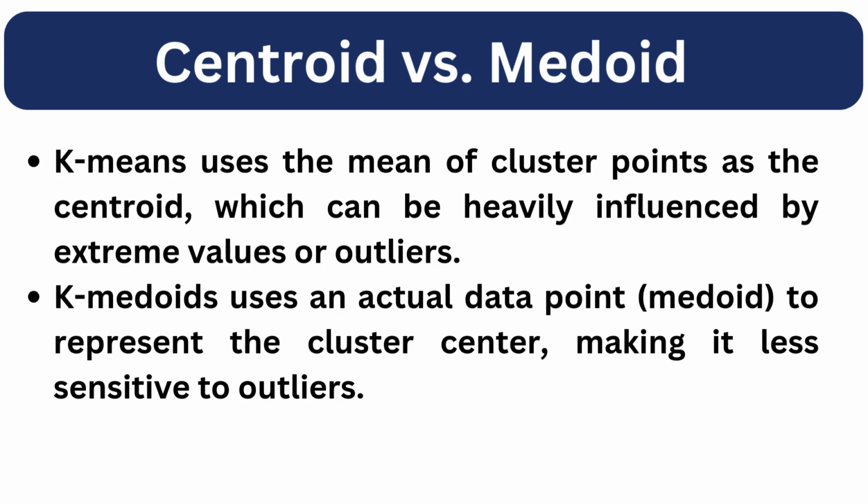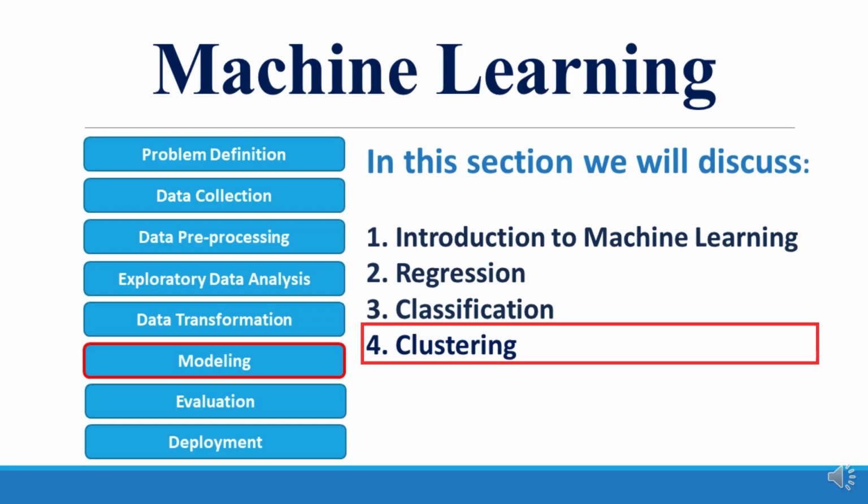So summing it up, we have discussed centroid and medoid representation in K-means and K-Medoid clustering. K-means uses the mean of cluster points as the centroid, which can be heavily influenced by extreme values or outliers, whereas K-Medoids use an actual data point called medoid to represent the cluster center, making it less sensitive to the outliers.